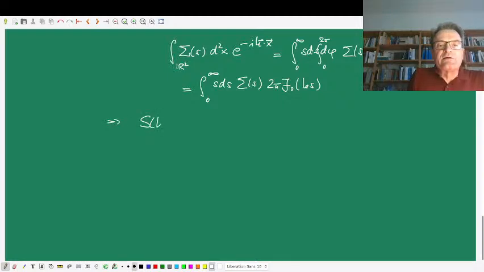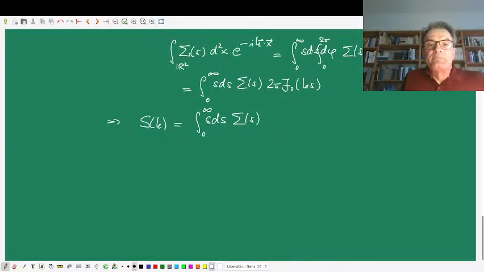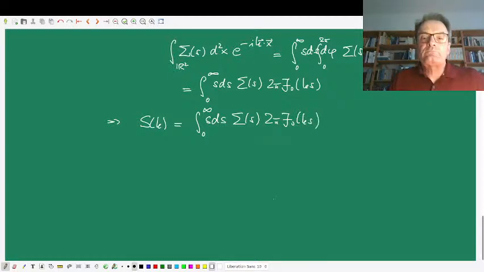So this means that the function S of k is just the inverse Fourier transform of the surface mass density sigma of s. So this is the integral over s ds from 0 to infinity, sigma of s, times 2 pi J0 of ks. Right, because if I do the backward Fourier transform, I just get this expression here.